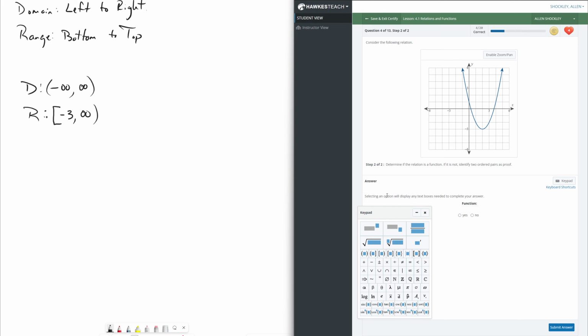The next part just says, is this a function? And for functions, you're doing a vertical line test. So if you draw a vertical line through any part of this graph and it connects more than once with this blue line, then it's a no. If I draw my vertical line right through here, well, it only intersects once right here. So for us, we're going to say that yes, this is a function.